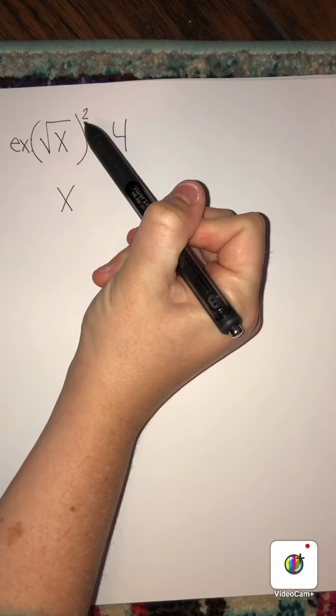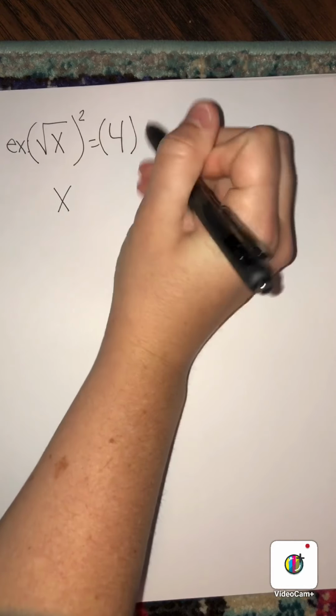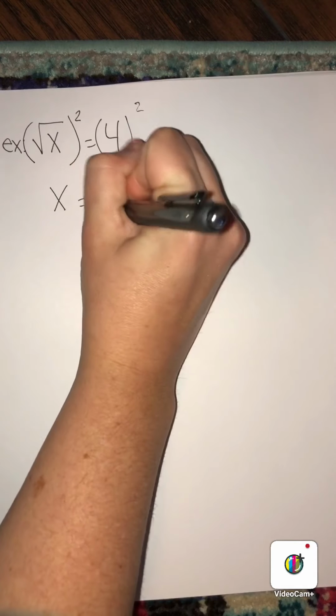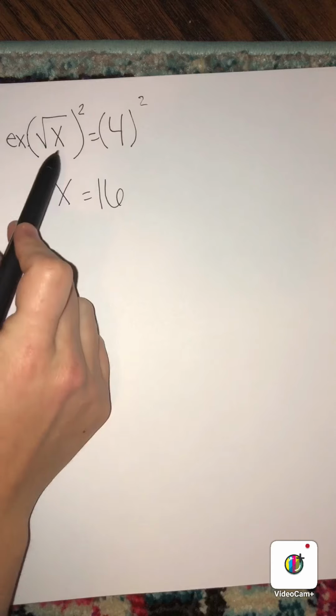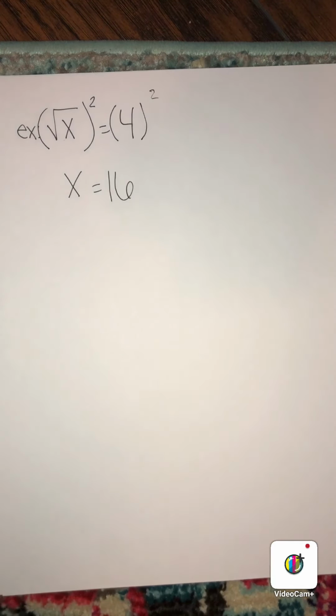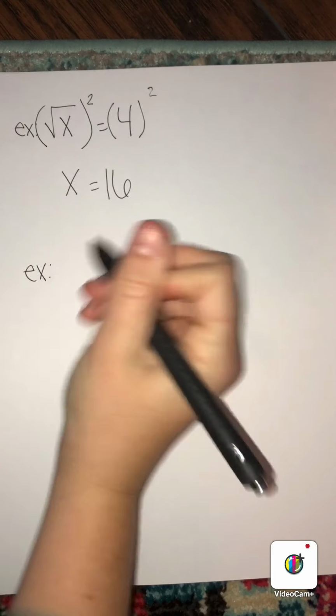Whatever I do to one side, I also have to do to the other side, so this whole side also has to be squared. 4 times 4 is 16. So that's just x equals 16. And if you want, you can go back and check it. The square root of 16 is 4, so you know you're good. All right, let's take it another step.